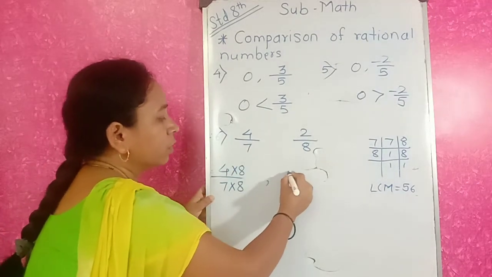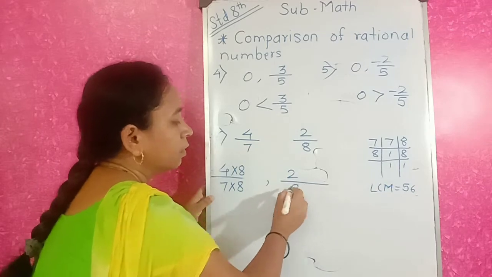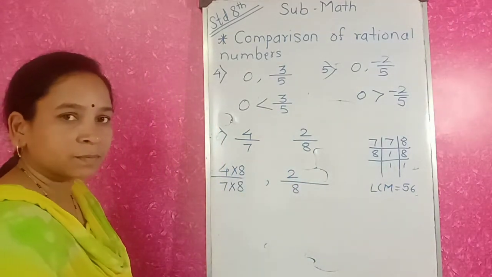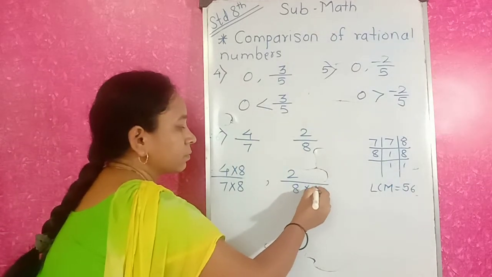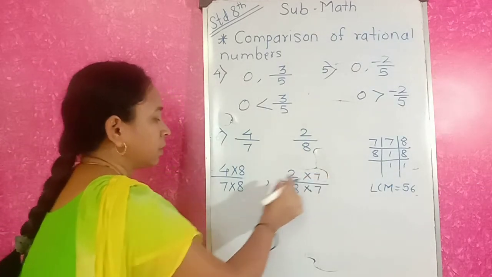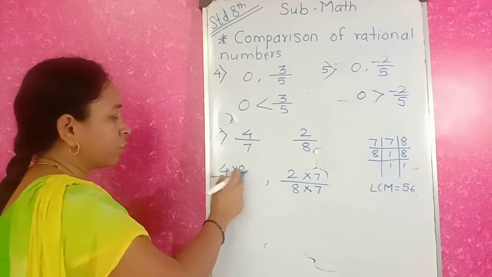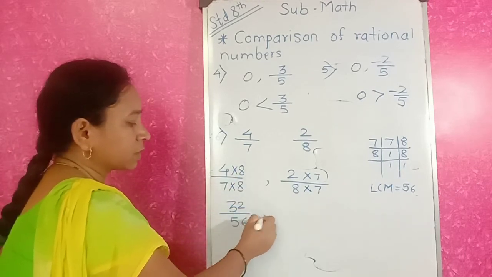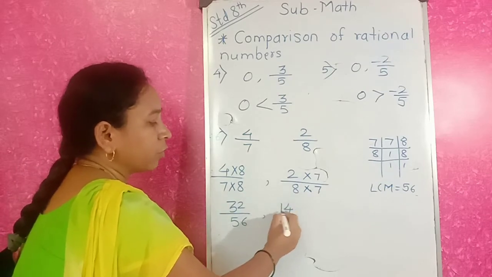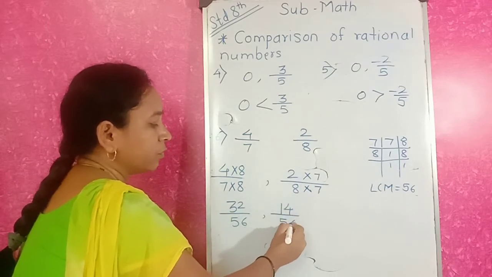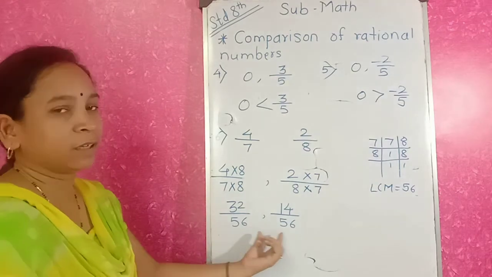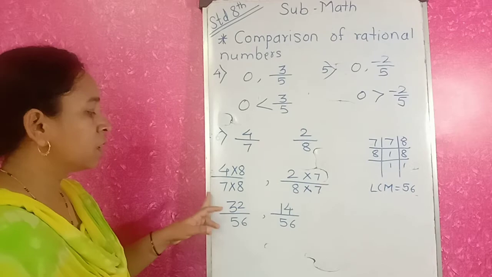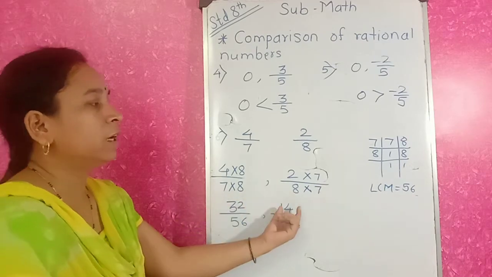Now here 2 upon 8. By which number should I multiply to get 56? By 7. Here also by 7. So what is the multiplication? 4 8s are 32, 7 8s are 56. Here 2 7s are 14, 7 8s are 56. Now you can compare because their denominators are the same. So the denominator is 56, 56. Compare the numerators 32 and 14.